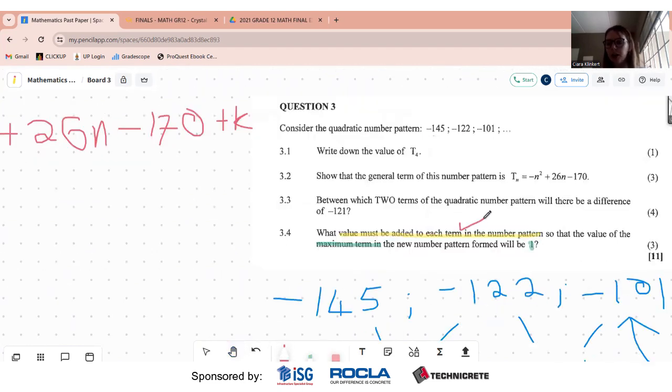I need to figure out what that value is, but I can't figure that out with just what I've got there. I must use the extra bit of information, that the maximum term in the new number pattern formed will be 1. Now, a very important thing to think about is that quadratic number patterns can actually be drawn as parabolas because they are quadratic equations. Does that make sense?